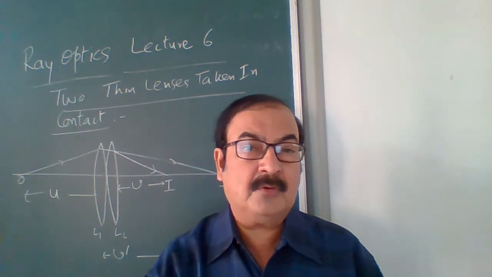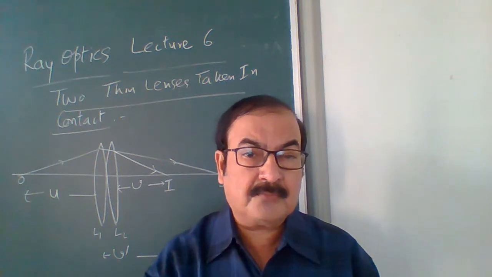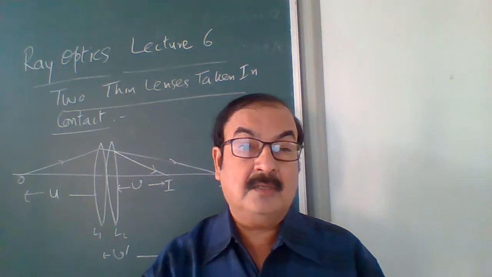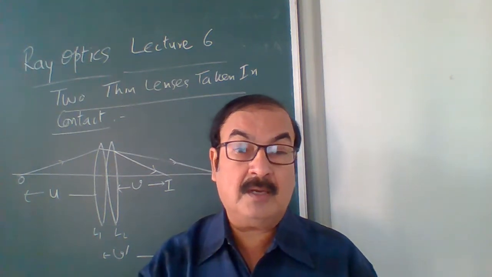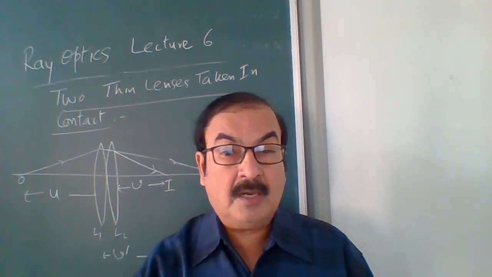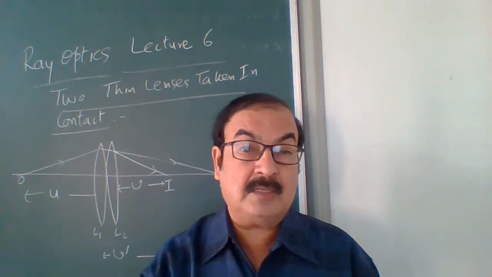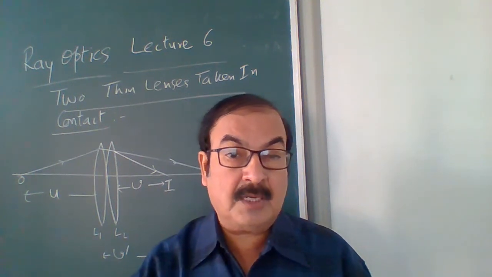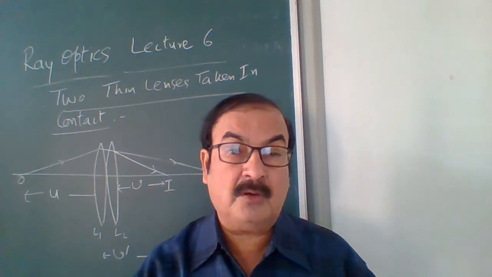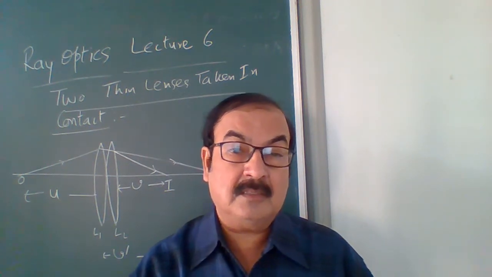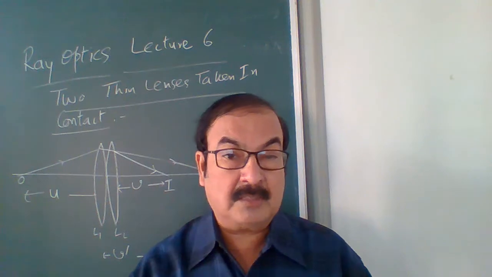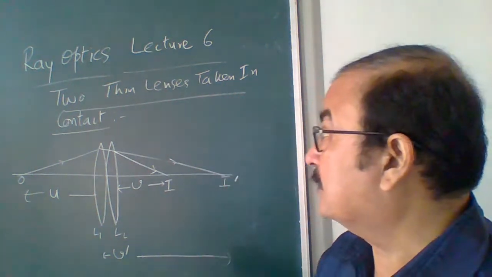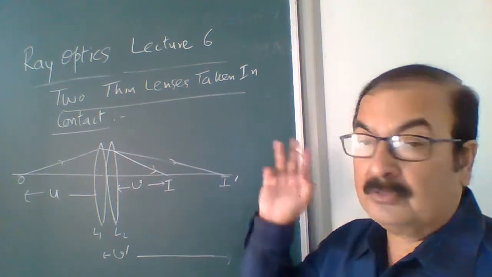So far we have already discussed the refraction through spherical surface, refraction through a single lens or the lens maker's formula, and then the single lens also. Today we have to take double lens, that is two thin lenses taken in contact. How to perform that, how to treat a system of two lenses. Let us see. This is the two thin lenses taken in contact.